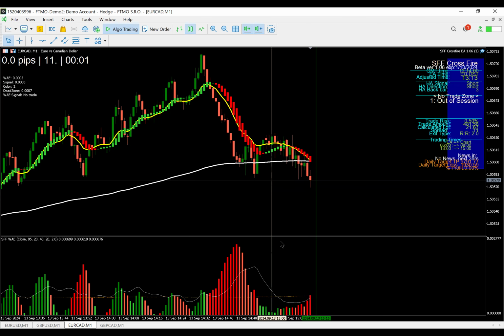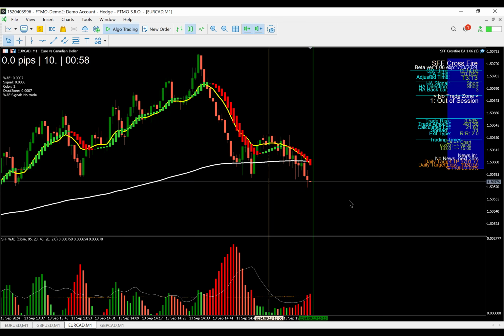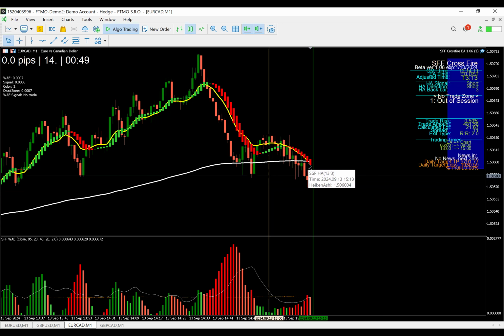So the final factor is the crossover, and this is the one that we've been looking at recently, and we've now got the yellow 13 moving average just crossing over the white moving average. So if that remains the same, when we get past this green vertical line, provided the other factors are all in line, it would take us into a sell.